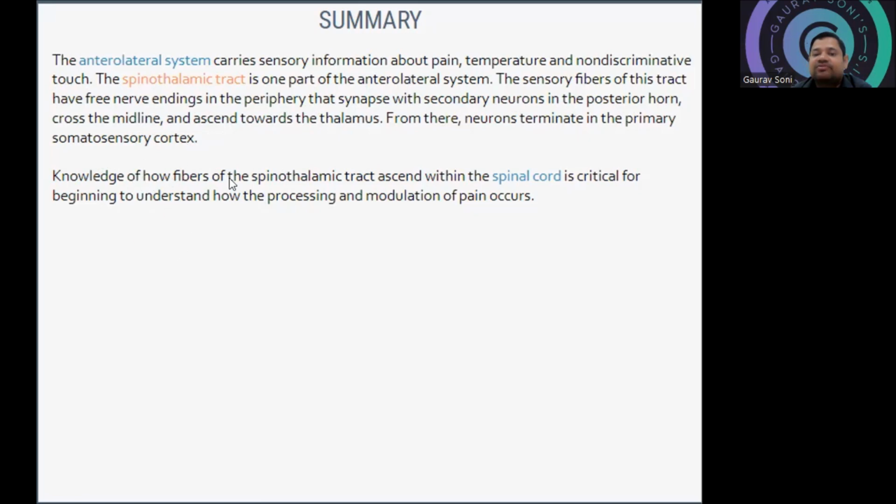This knowledge will help you understand how the spinothalamic tract ascends within the spinal cord, for understanding the processing and modulation of pain. In the next slide, we are going to talk about the corticospinal or descending tracts, which are coming downward.